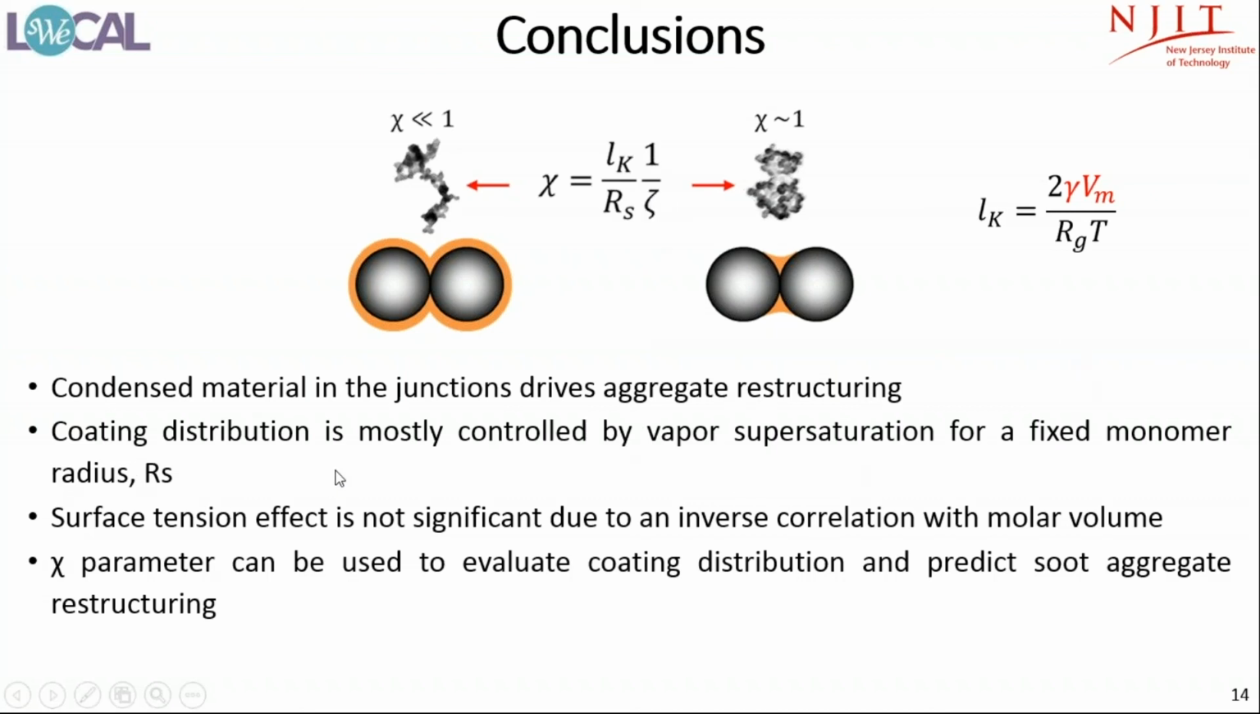Also, the effect of surface tension is not really the go-to parameter. It is actually secondary because it's buried in this LK term here. And finally, this chi parameter does a pretty good job in describing, one, what kind of coating distribution we would have, and two, whether our aggregate would collapse or stay in its original state. It's a very simple model and can be easily incorporated in a larger climate model.